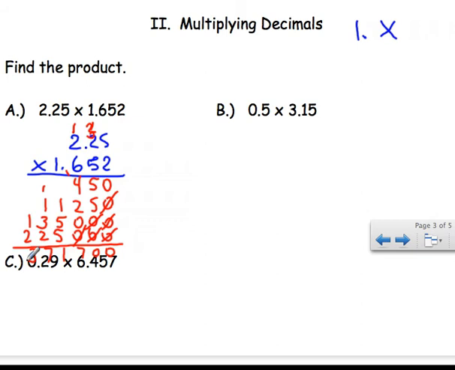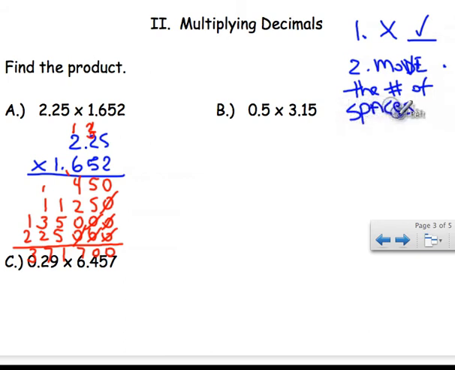The very first step was to multiply. That step is now done. The second step is to move the decimal the number of spaces you moved it in the factors. In this example, in green you see I moved my decimal 2 places in that factor, 3 places in that factor. So in total, I'll need to move my decimal 5 places in my product.